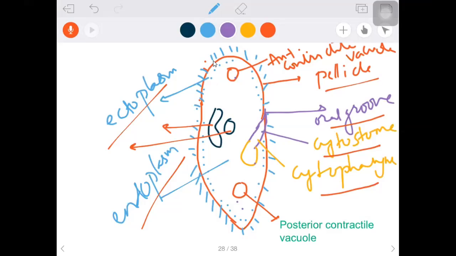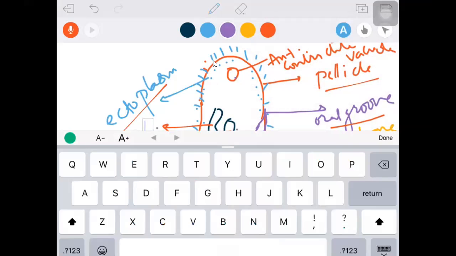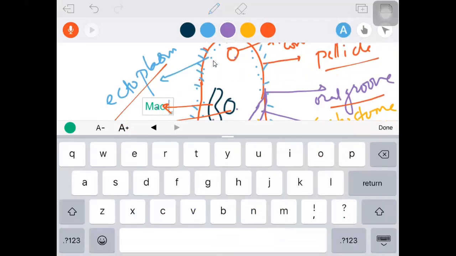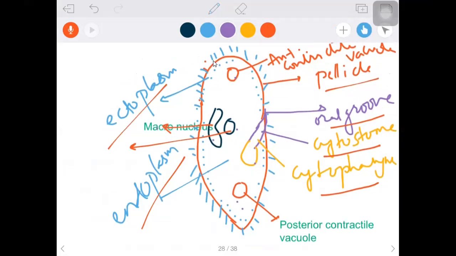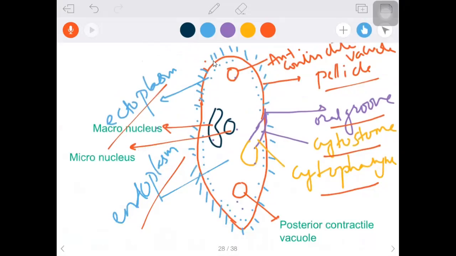Okay. Then two nuclei are present here. We named them the macronucleus and micronucleus. The larger bean-shaped nucleus is called the macronucleus, and the small spherical nucleus we say is the micronucleus. Okay. So these are enough to learn the binary fission of Paramecium. This is the micronucleus. Let me show here.